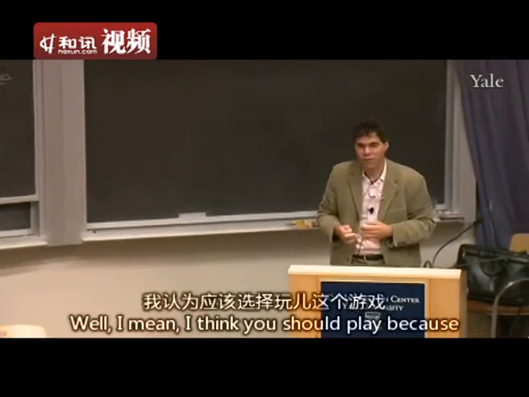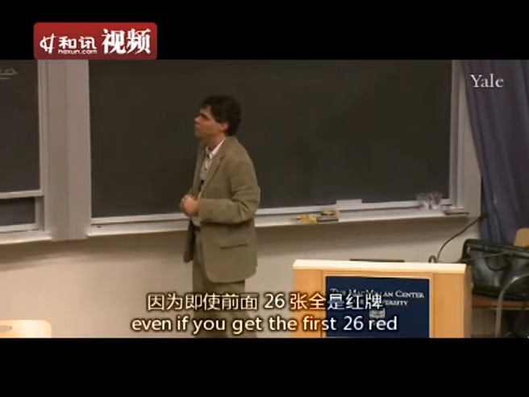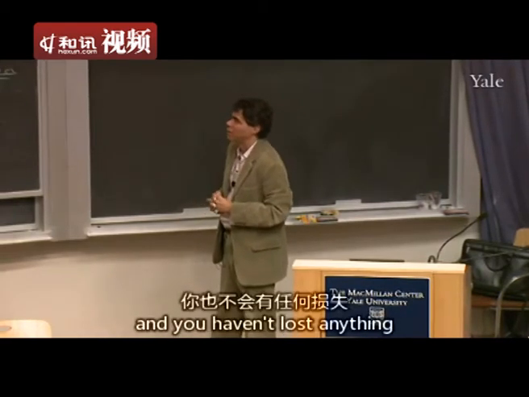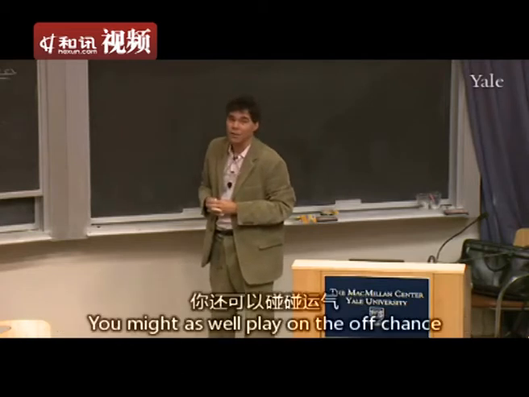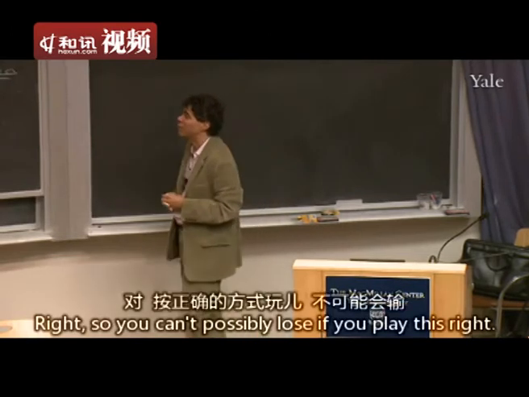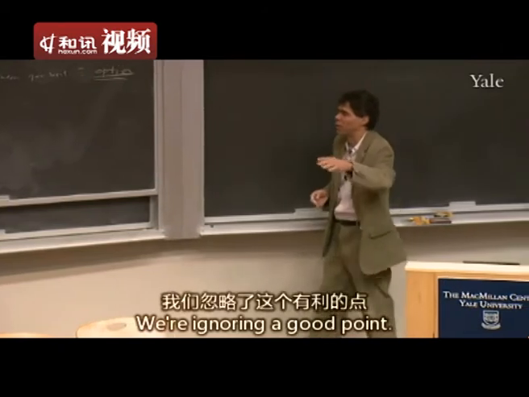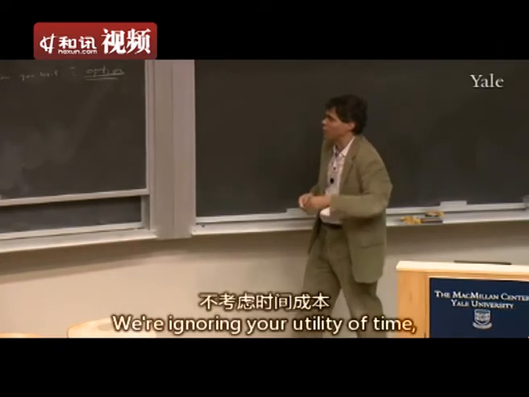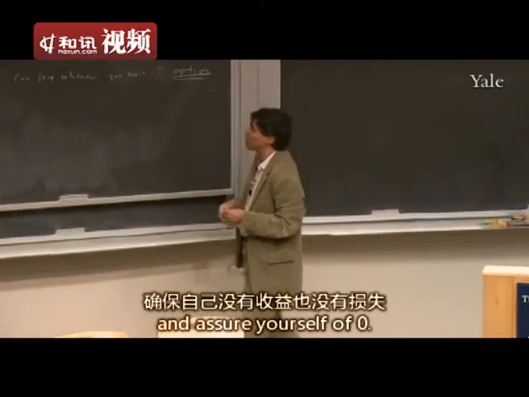Well, I think you should play because even if you get the first 26 red, you at that point just go to the end and you haven't lost anything except the time you spent playing the game. So you might as well play on the off chance that you'll get some black ones first. Right, so you can't possibly lose if you play this right. You can always go to the very end of the deck. We're ignoring your utility of time. So you can always go to the end of the deck and assure yourself of 0.